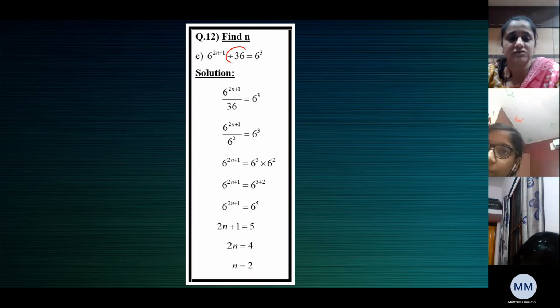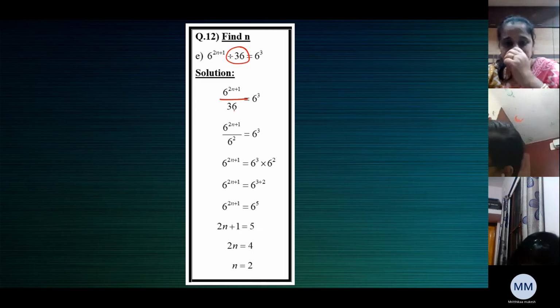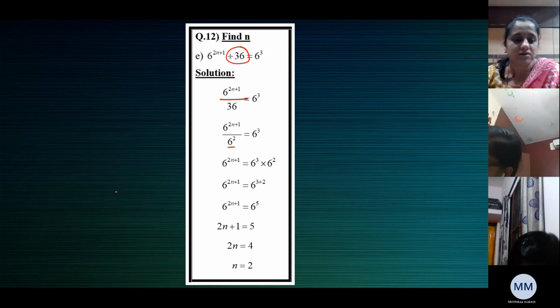Whenever there is this division symbol, you convert it to this form: 6 to the power 2n plus 1 divided by 36. And 36 is 6 square.